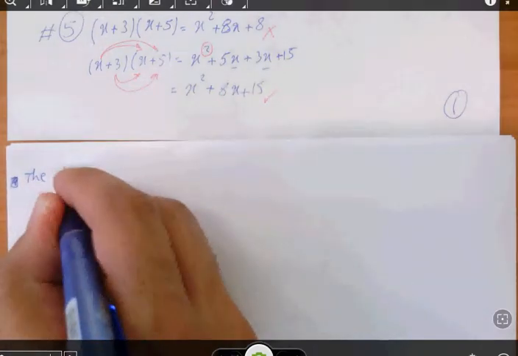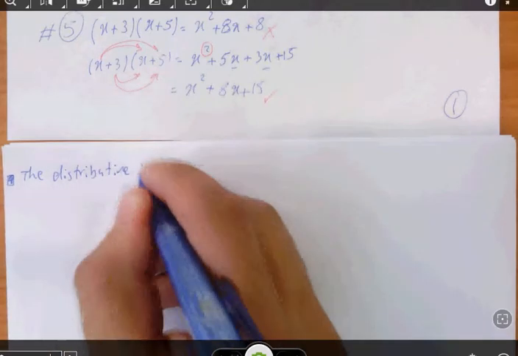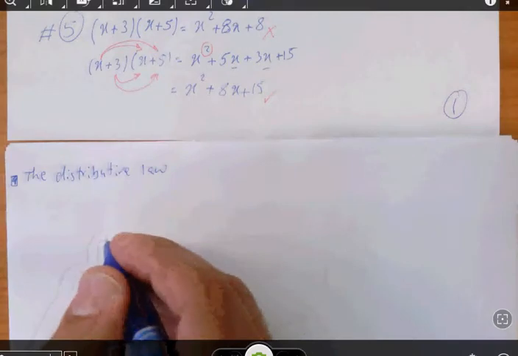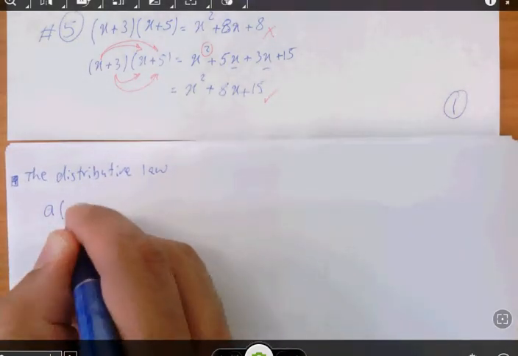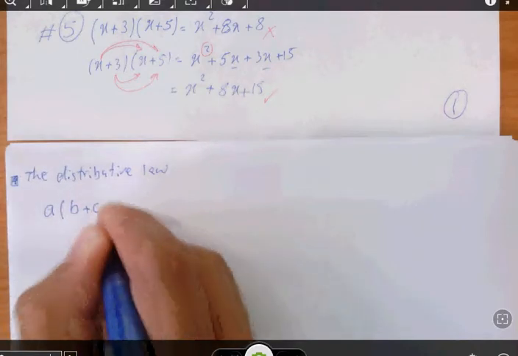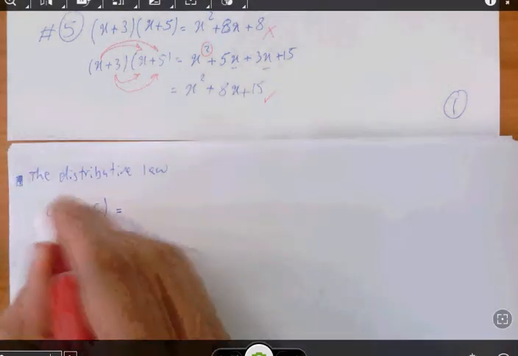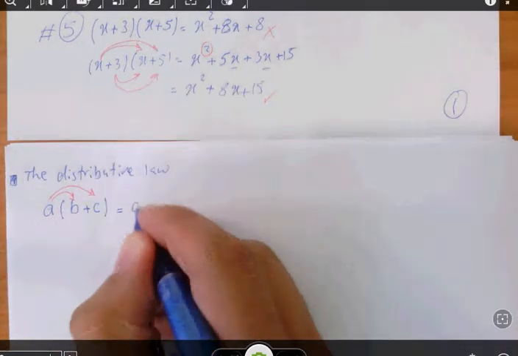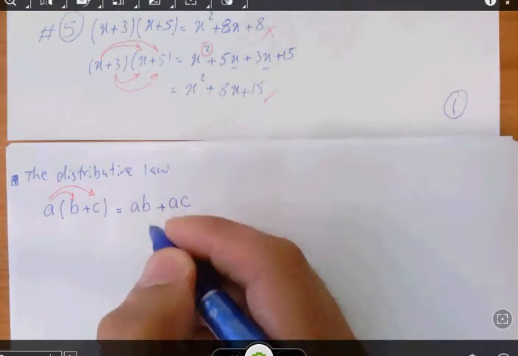The distributive law, which is our first step when we started off. It was in the form of A(B plus C) equals, and I said I've got the rainbow format, the rainbow or foiling or expanding format. So I will go A times B is AB plus A times C, and I'm done with that form.